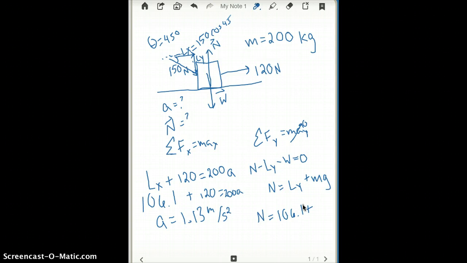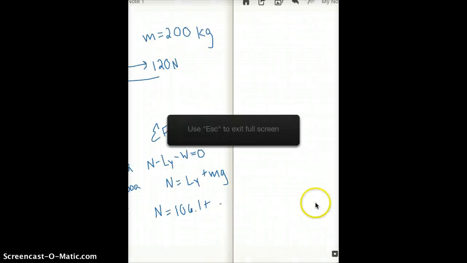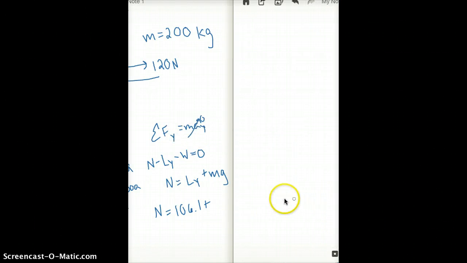plus 200 times 9.8 is 1,960. Okay, sorry. You can tell I'm still getting used to this. 1,960. So add those two numbers together and you would get the normal force.